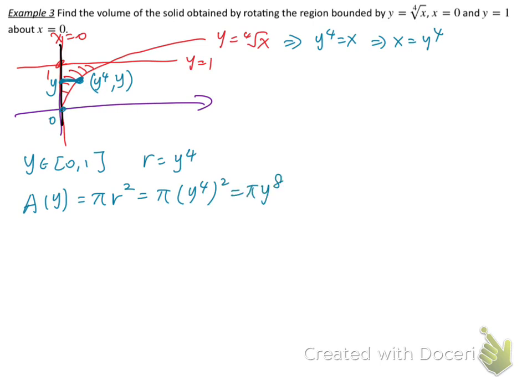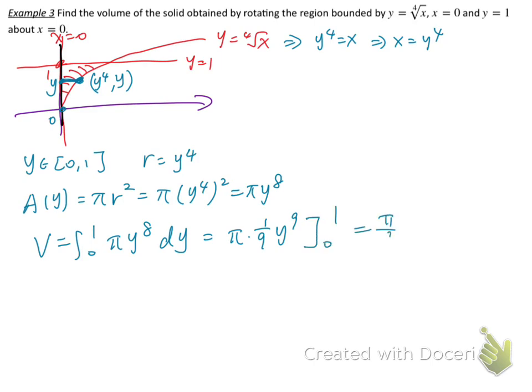And then my volume is the integral from 0 to 1 of pi y to the 8th power dy. This will be pi times y to the 9th power over 9, evaluated. So pi over 9 y to the 9th from 0 to 1. That is pi over 9 times 1 to the 9th power, minus pi over 9 times 0. Well, I don't really need this. And the whole thing is pi over 9.